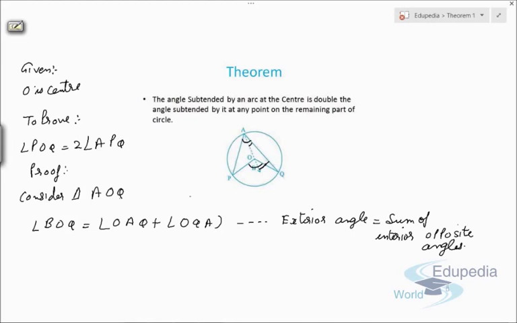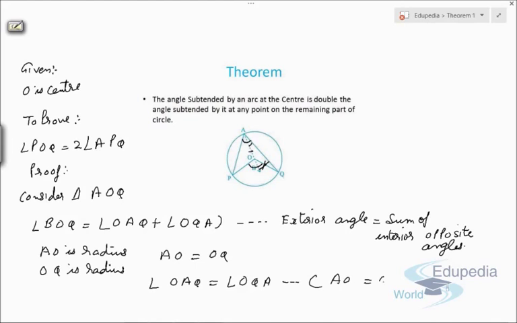Now if you see properly, AO is a radius and OQ is also a radius, right? So we can say that AO equals OQ, means this side equals this side. Now, if in a triangle two sides are equal, then the opposite angles are also equal. So we can say that angle OAQ will be equal to angle OQA. Why? Because AO equals OQ. If these sides are equal, then the angles opposite to them are also equal, right? So we can write angle BOQ as 2 times angle OAQ, right? This means this angle is 2 times this angle.